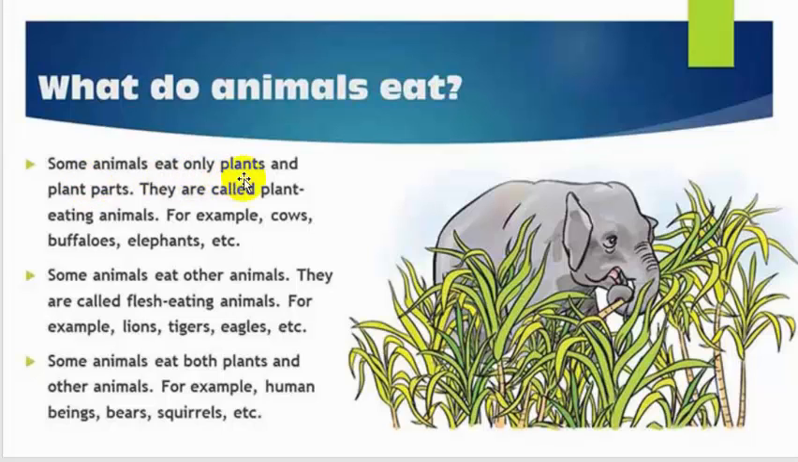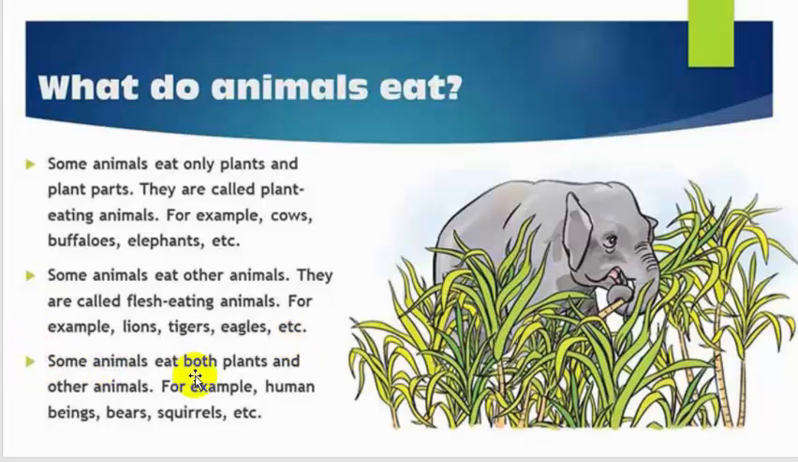Some animals eat only plants and plant parts. They are called plant-eating animals, like cow, buffalo, elephant, etc. Some animals eat other animals. They are called flesh-eating animals, for example, lion, tiger, eagle, etc.